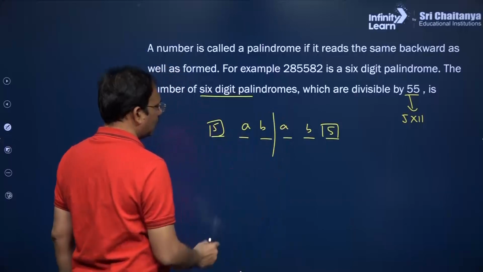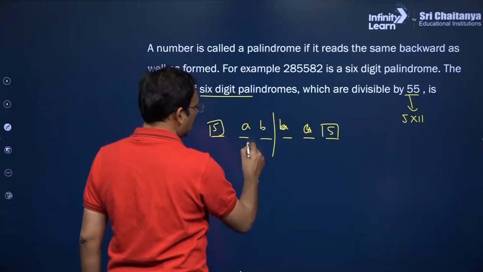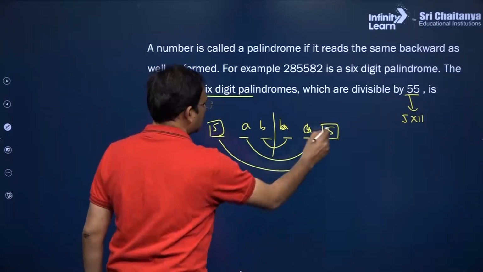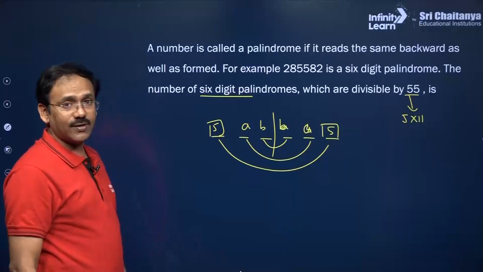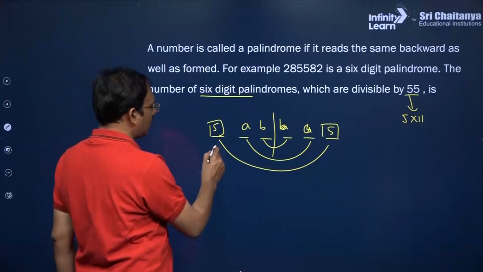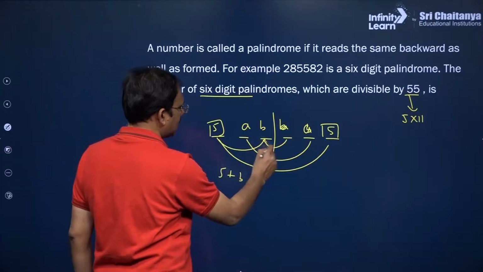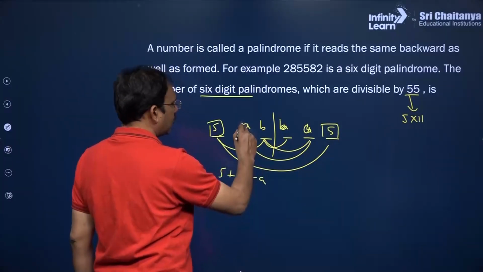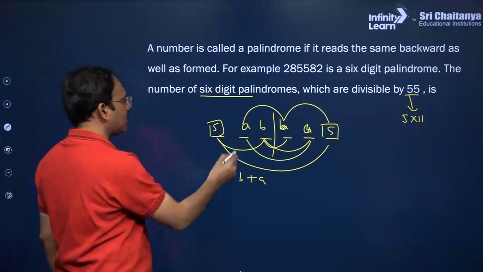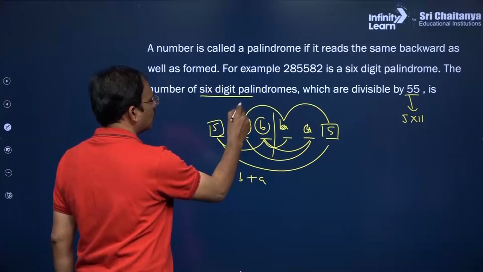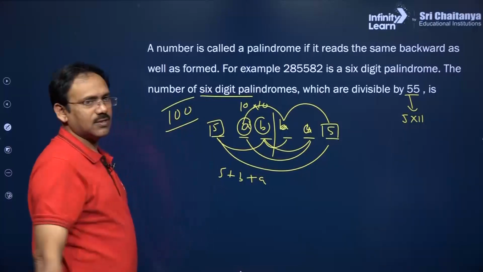My dear friends, if I write AB here, here also you have to get BA. These two same, these two same, these two same. So, if AB are filled, BA will be filled. Moreover, to be divisible by 11, what should happen? Alternate sum is 5 plus B plus A, and this will also be A plus B plus 5. Perfectly, it is divisible by 11. So, the only thing is you have to fill these two digits. These two can be filled in 10 into 10, 100 ways, my dear friends, 100 ways.